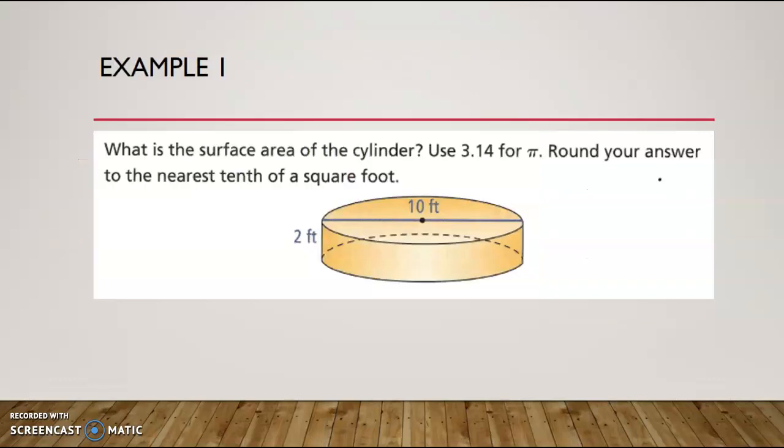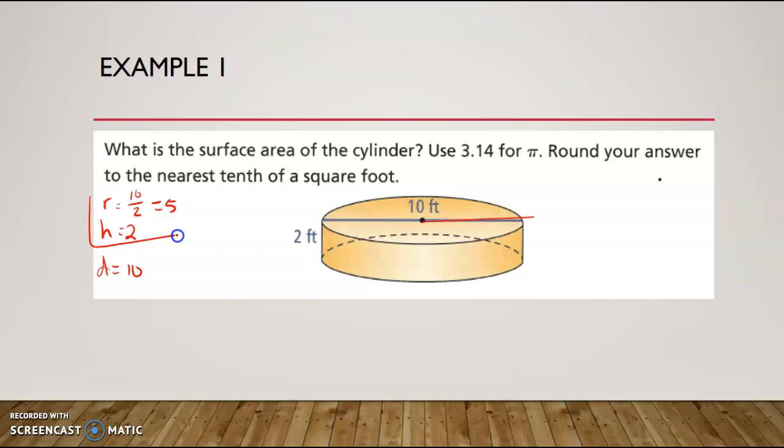So now we're going to use it. What is the surface area of the cylinder? We want to use 3.14 for pi, and we're going to round our answer to the nearest tenth of a square foot. What I always like to do is write out what I have. I know that the height is 2 feet. Radius is from the center to the outside. Right now I have what we call the diameter, which is 10 feet. To get the radius, I'm going to divide that in half. So 10 divided by 2 gives us our radius of 5.